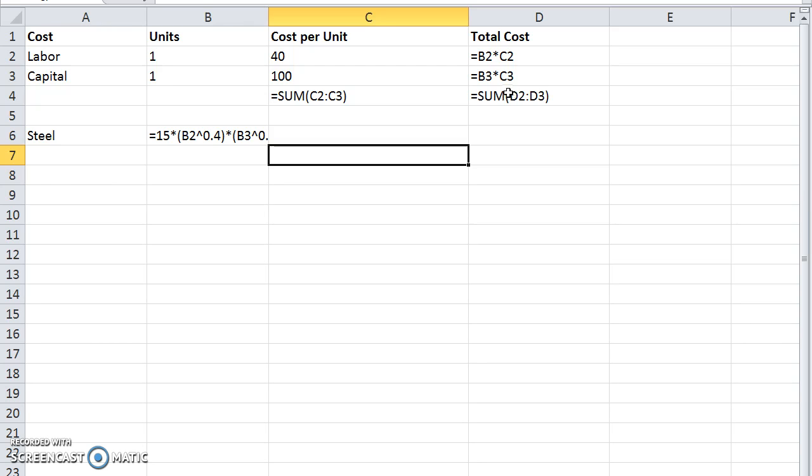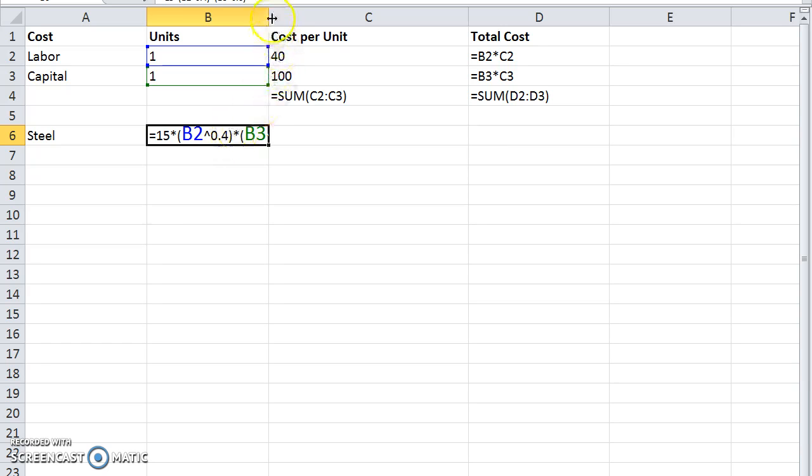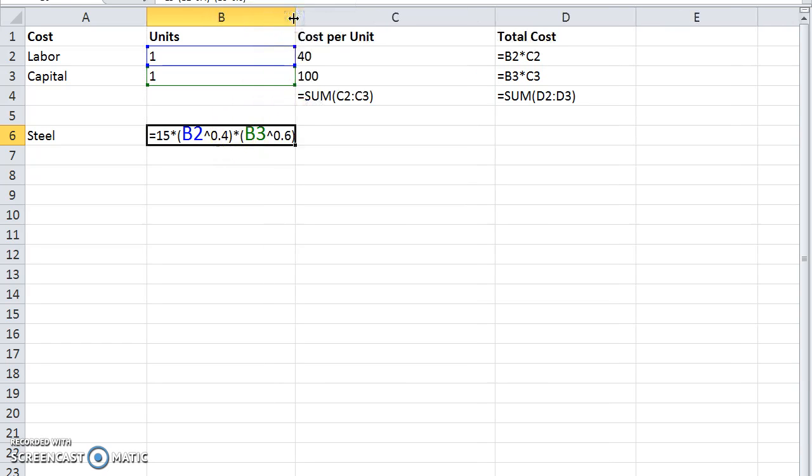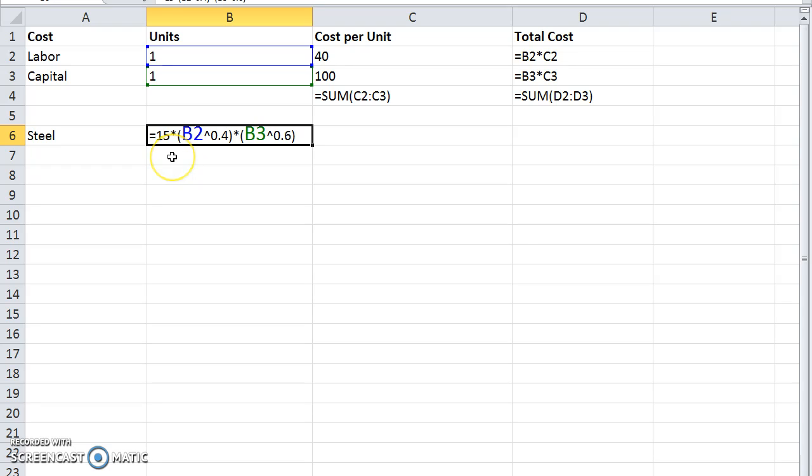And then down here, in this cell, maybe I need to make it a little wider. We see that we're putting in the function that gives the steel produced, 15 times B2 raised to the 0.4 times B3 raised to the 0.6, and we want to include the constraint that this has to be 55,000 in this scenario.